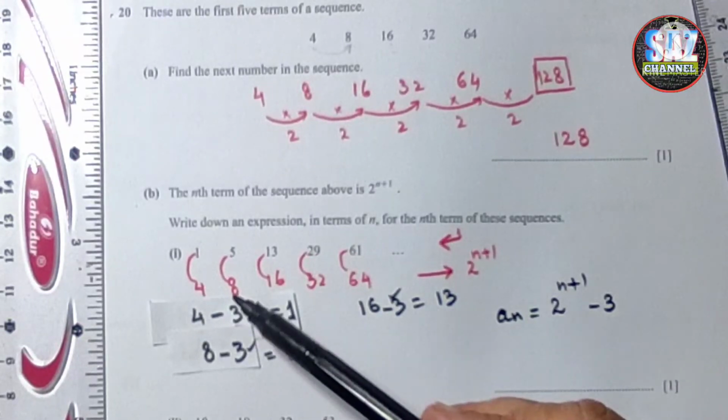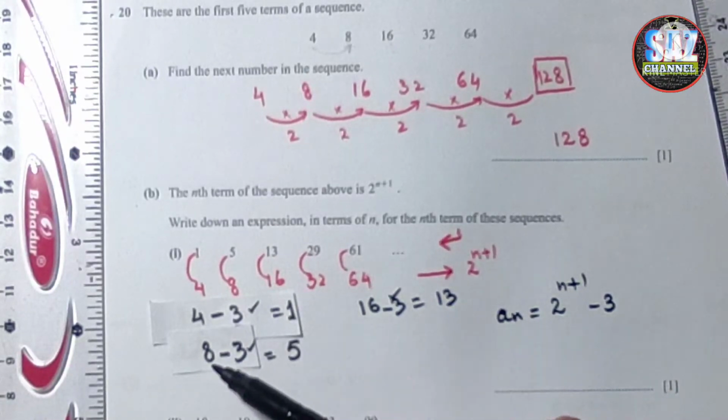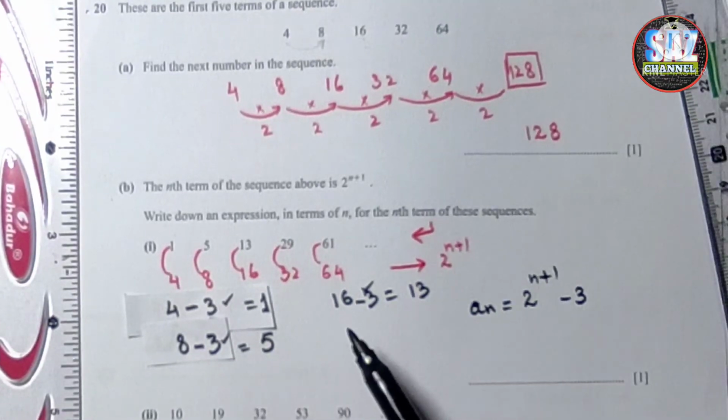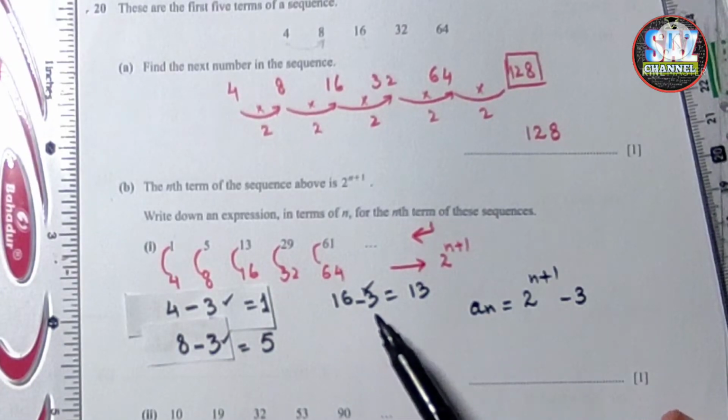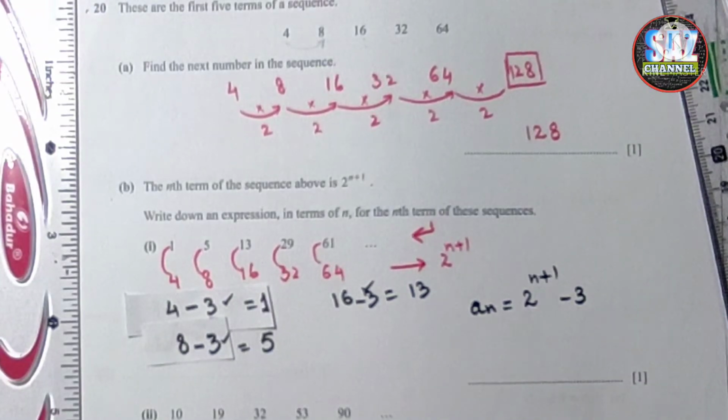And then the second term of the given sequence is 8, but the second term of the new sequence is 5. What should I do to get 5 from 8? I have to take away 3 from that. And similarly, I have to get 13 from 16, so I have to take away 3 from that. So the general term over here is 2 raised to power of n plus 1 minus 3.